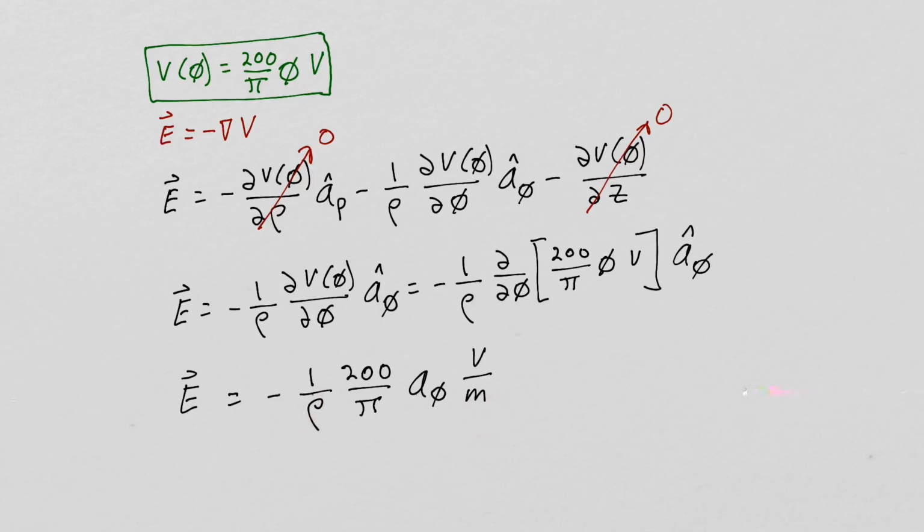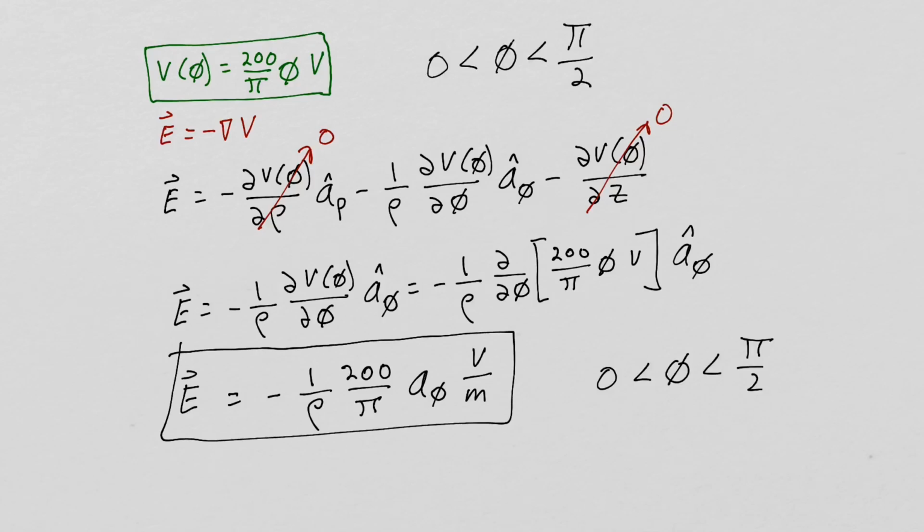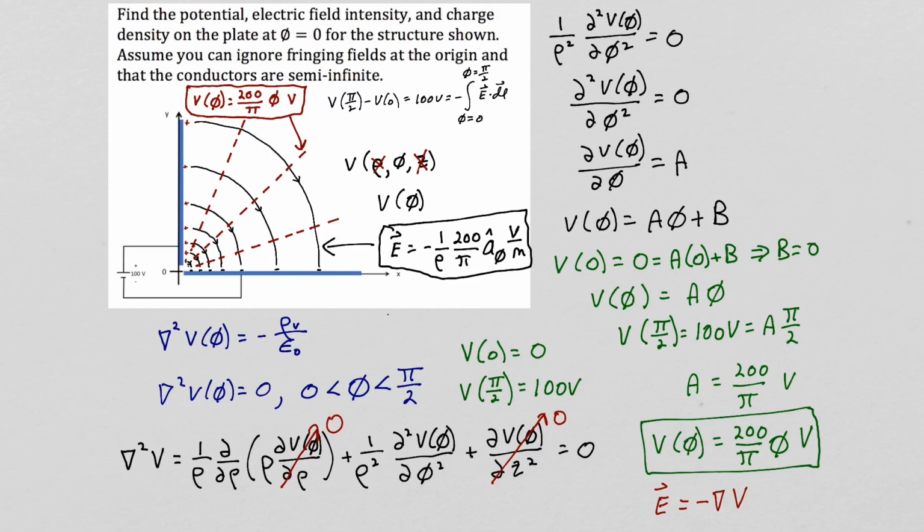And just to remind you, this is the free space region in the first quadrant for our potential field and our electric field intensity. So our electric field intensity lines are given by this equation, and our electric potential field by this equation. It turns out we are not quite done. The potential difference between the plates is given by minus the integral of E dot dl from the phi equals 0 to the phi equals pi over 2 plate.